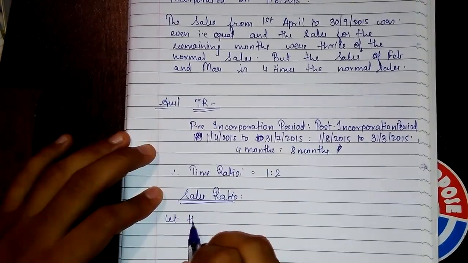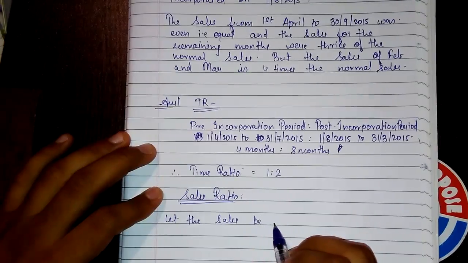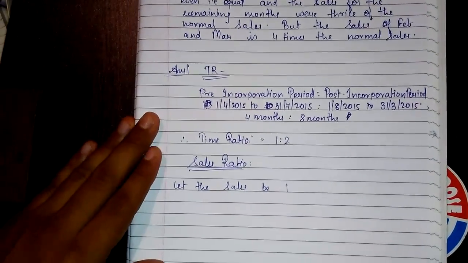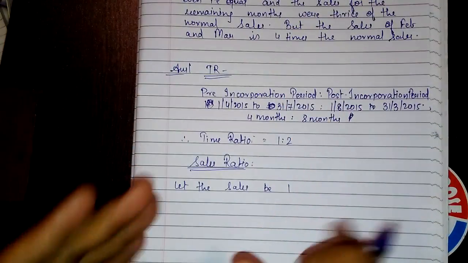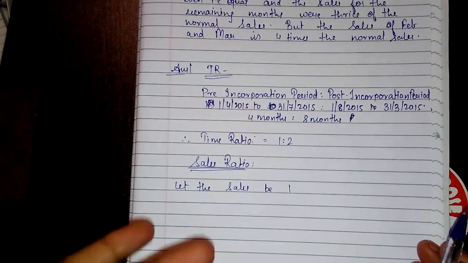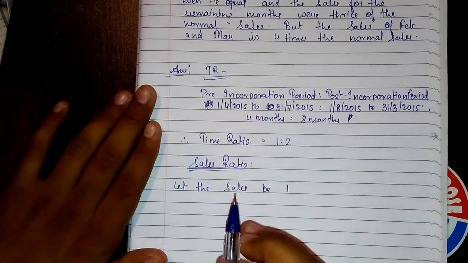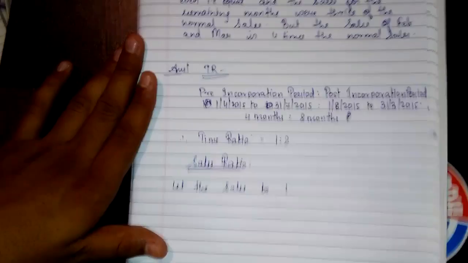Let the sales be 1. We'll not take X, we'll take 1 because this is the working note. This is a part of the working note. The statement will be the main answer, so the working note can be as per your assumption. You can take it either X or 1, it depends on you. So let the sales be rupees 1.